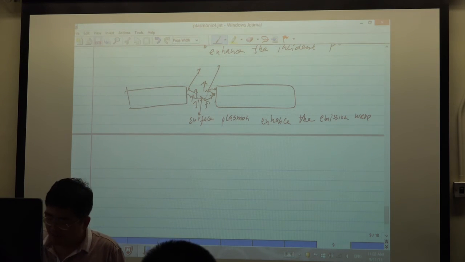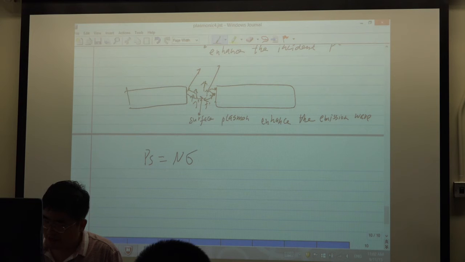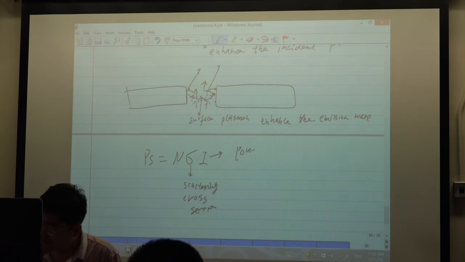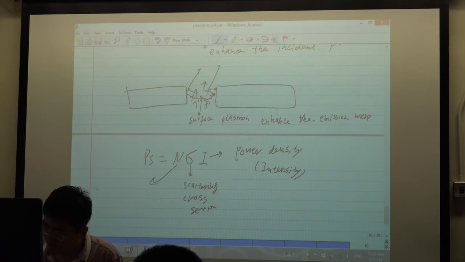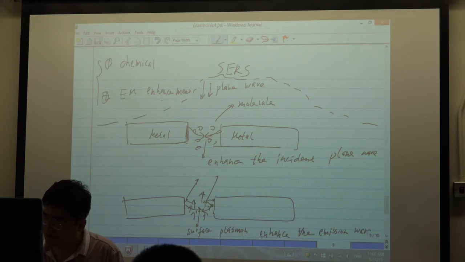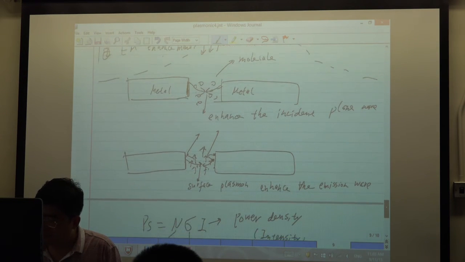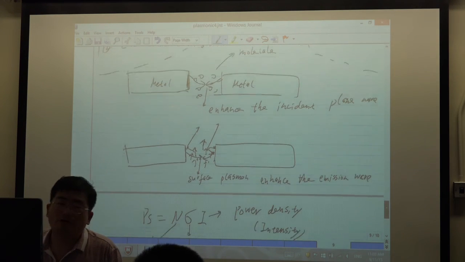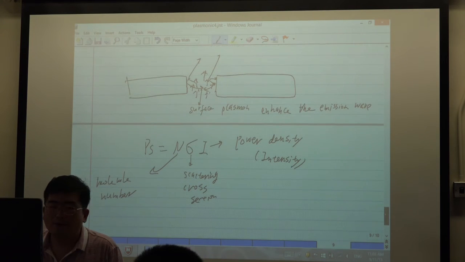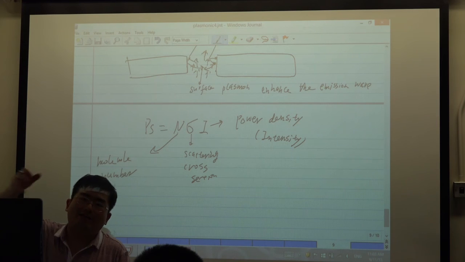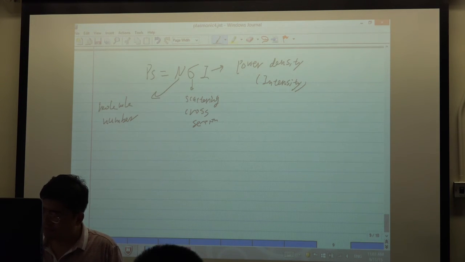So mathematically, initially we know that P_S equals N sigma I. This is the scattering cross section, this is the power density or intensity, and N is the molecule number. Here, when they do the two-step enhancement, one enhancement is the enhanced incident wave inside the surface plasmon, a synchronized enhanced field to excite the molecule. Then the molecule emits the Raman scattering signal through a dipole, and this dipole wave also excites the surface plasmon into an enhanced field. So it has a double enhancement.